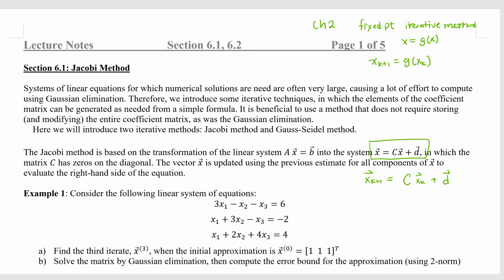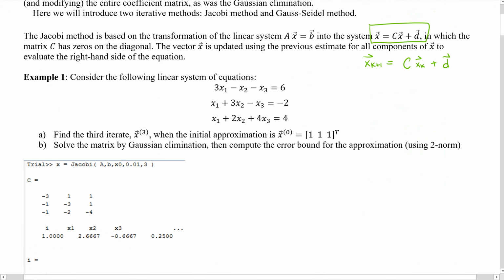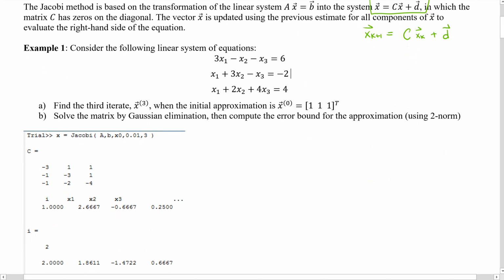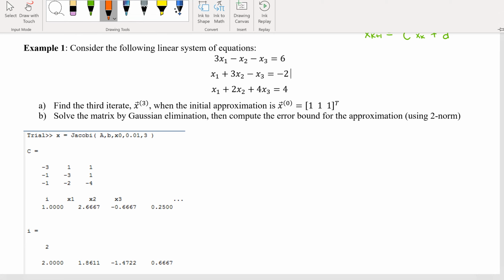Okay, so let's look at this example. Consider the following systems of equations. Part A, find the third iterate x3 when the initial approximation is (1, 1, 1). Part B, solve the system by Gaussian elimination, and then compute the error bound for the approximation using the L2 norm for vectors.